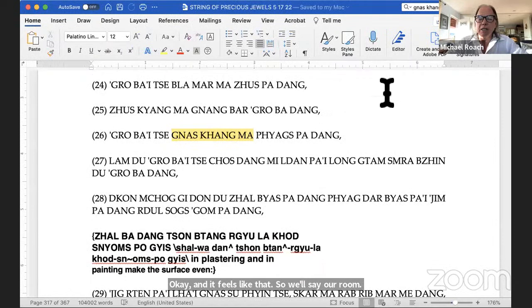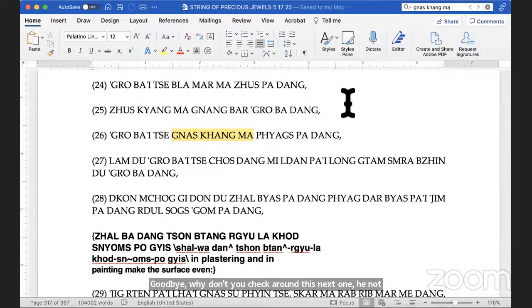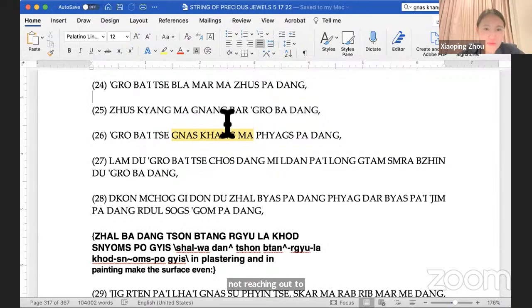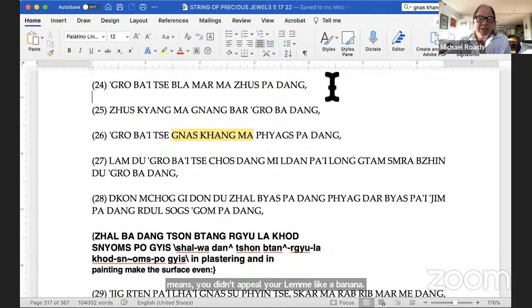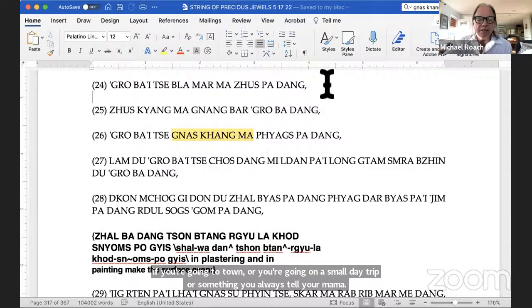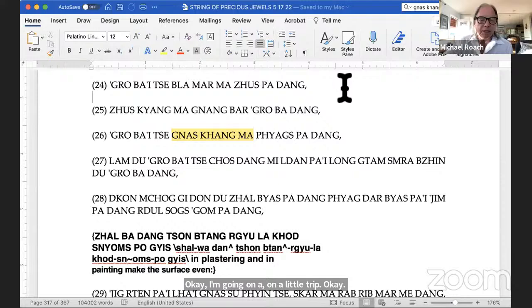Utpala, why don't you check her on this next one? No reason not to. Yeah. Thank you. Joe Ze Lama Ma Shupatang. Shupa means you didn't ask permission or you didn't tell your lama when you went someplace. Okay, so it's a tradition in the monastery, especially if you're going to town or you're going on a small day trip or something, you always tell your lama, okay, I'm going on a little trip, okay? Much less a bigger move or something like that, okay? All right, 25.